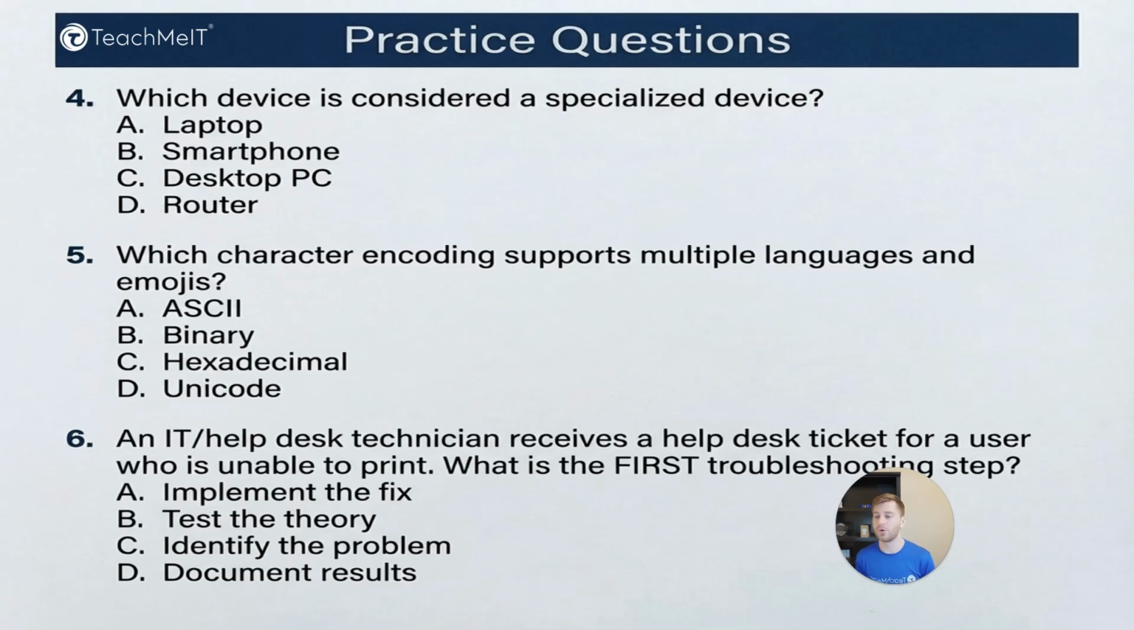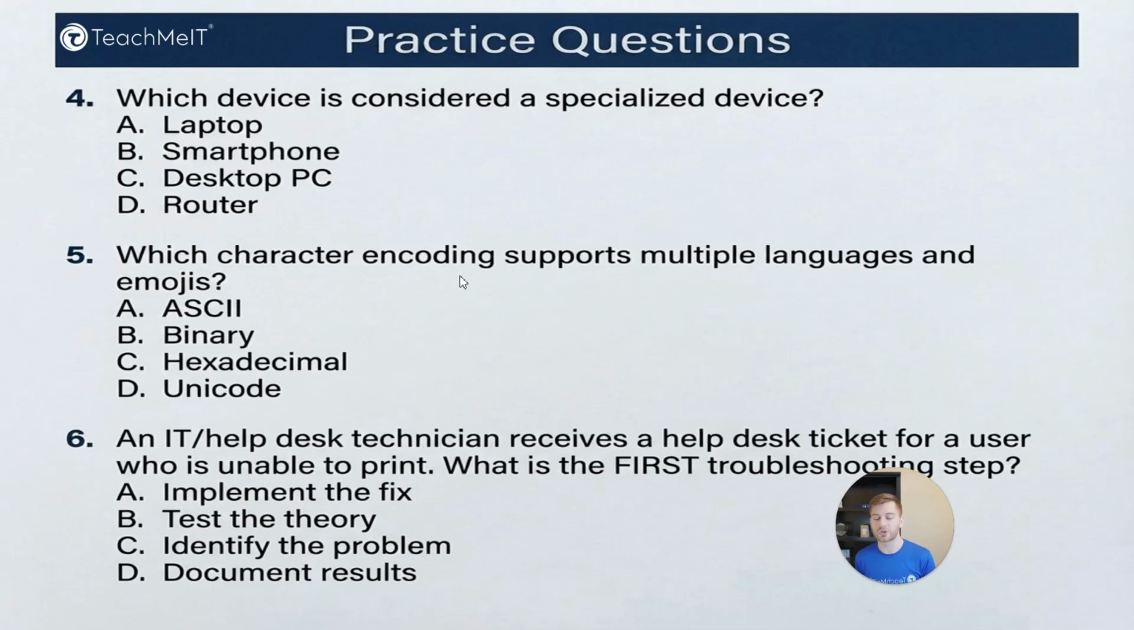All right, so let's go to number 4 first. Which device is considered a specialized device? The specialized device here is D, which is router. The reason is because the router performs one main job. That's to connect you to the internet and provide a Wi-Fi signal. That way you can connect to the router, and then you have a Wi-Fi signal on your device, and you have a Wi-Fi connection. Laptop is not right. Smartphone and desktop PC are not right, because all of these each do multiple different functions. They do dozens of different things.